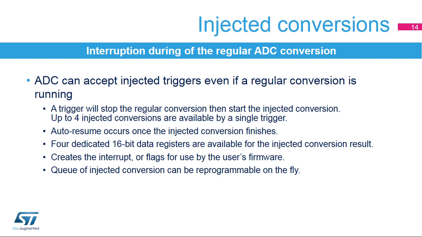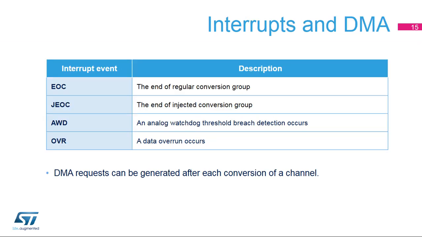Flags and interrupts are available for the end of conversion or end of sequence. The choices for an injected channel can be reprogrammed on the fly. Even if a regular or injected conversion is in progress, you can add a different channel to the queue so that the next injected channel can be different from the previous one. Each ADC can generate 4 different interrupts: end of conversion, end of injected conversion, analog watchdog, and data overrun. DMA requests can be generated at each end of the conversion when the ADC output data is ready.